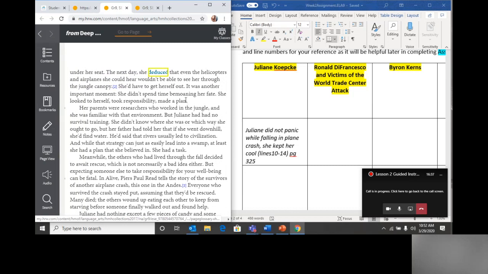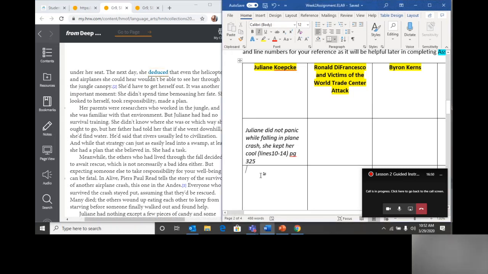It was another important moment. She didn't spend time bemoaning her fate. She looked to herself, took responsibility, and made a plan. So the text even tells us this is an important moment in her survival. So we're going to write this down.